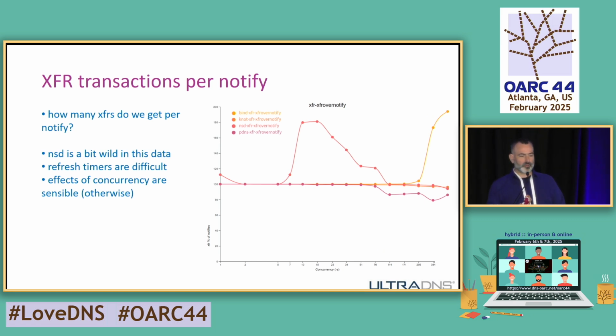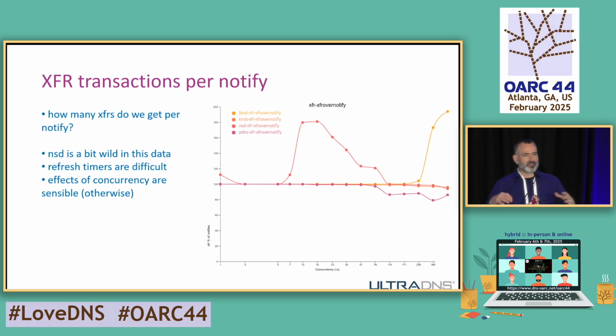One thing that's very worth considering is the number of transactions per notify. So I'm generating the traffic with notifies, but measuring up to the time when the last transfer happens. So you would expect, there's kind of a horizontal line in the middle there. You would expect to get 100% of them back, and maybe they would fall off after a while, which we do see with PowerDNS.